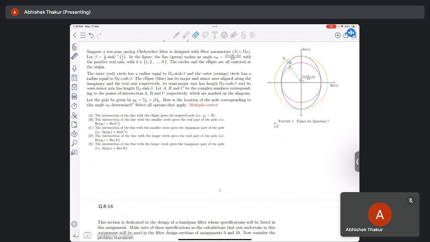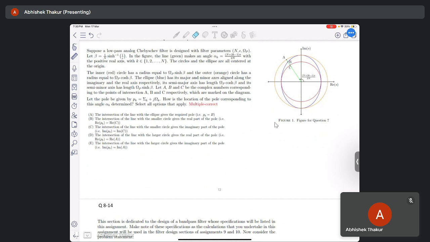Now coming to question number 7. Suppose a low pass analog Chebyshev filter is designed with the filter parameters and beta is equal to 1 by n sinh inverse of 1 by epsilon. In the figure, the green line makes an angle alpha k, that is given, with the positive real axis, with k is 1 to n. The circle and the ellipse are all centered at the origin.